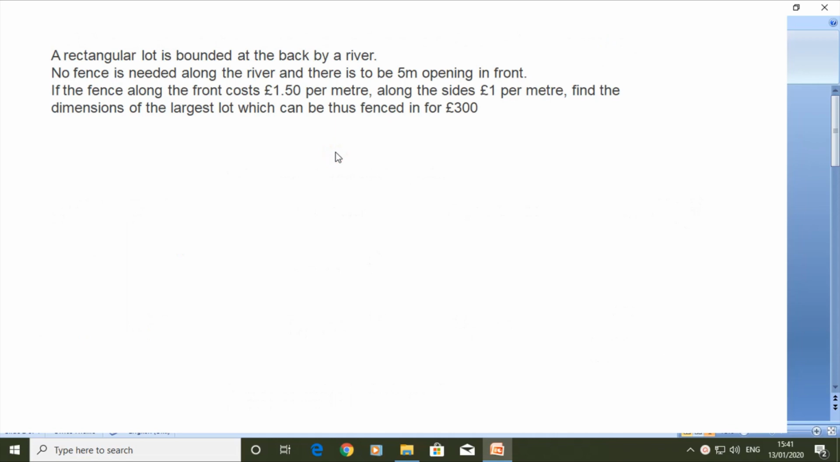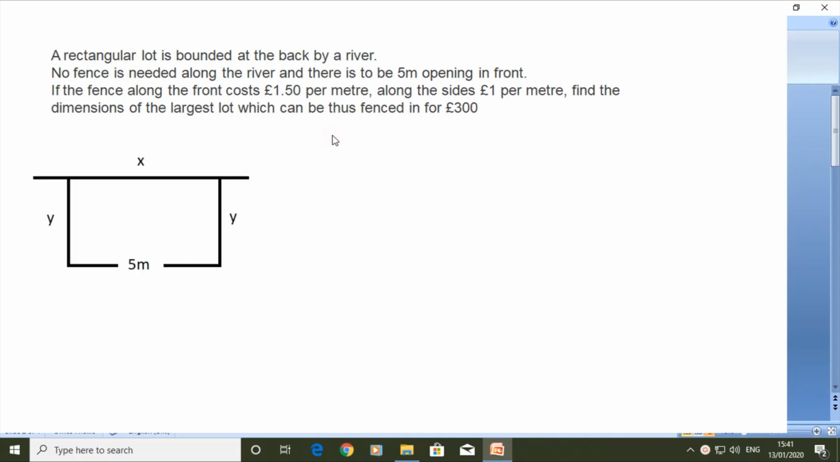One more example. A rectangular lot is bounded at the back by a river. No fence is needed along the river, and there is to be a 5-meter opening in front. If the fence along the front costs £1.50 per metre, along the sides £1 per metre, find the dimensions of the largest lot which can be thus fenced in for £300.